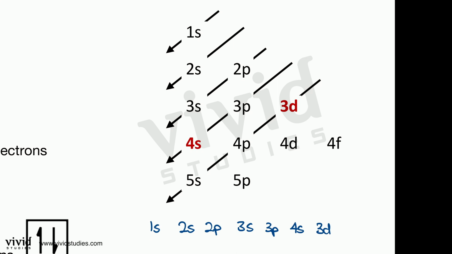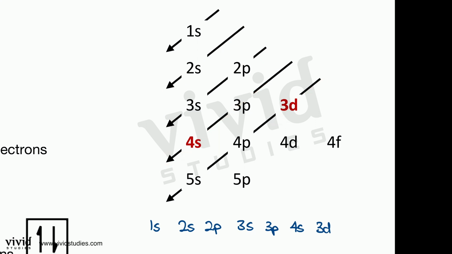Okay, so in this case, we can see that we are following this pattern here. We are following 1s, followed by 2s, 2p, and 3s, 3p, and 4s, followed by 3d. Okay, so that's how we are expected to write in our electrons.